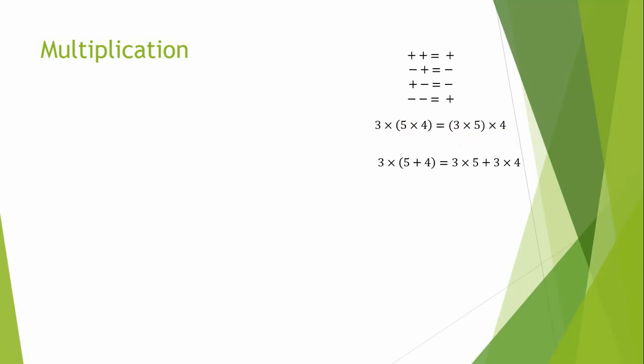And we also look at the distributive property during multiplication. So that's also something that we use during multiplication a lot. So 3 into 5 plus 4 is equal to 3 into 5 plus 3 into 4.